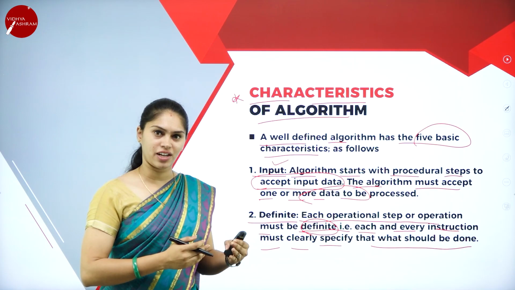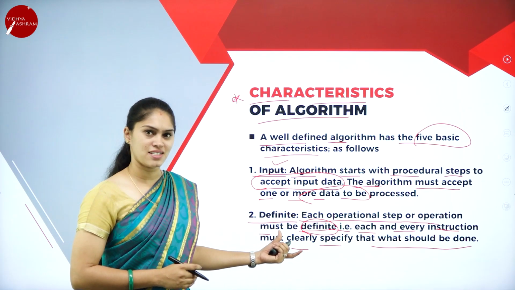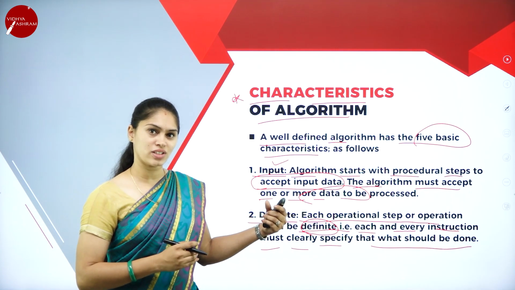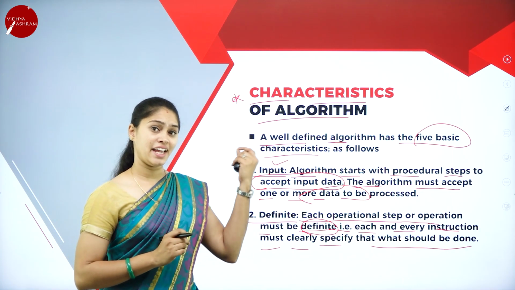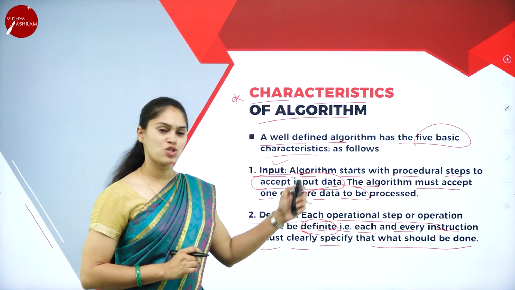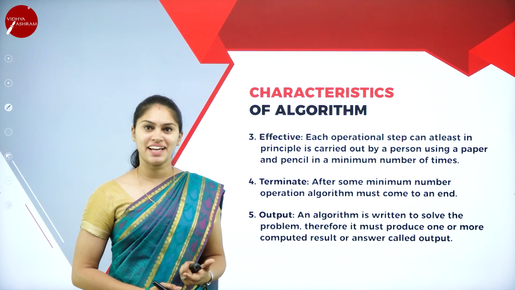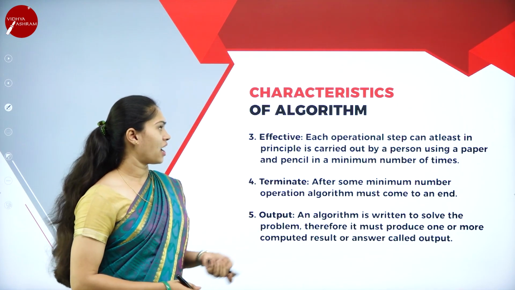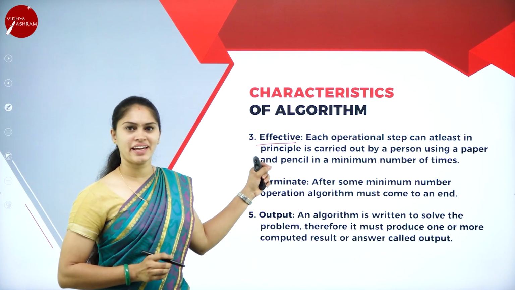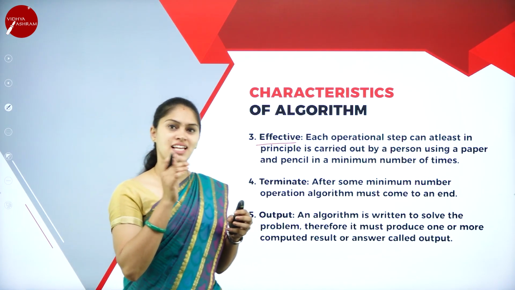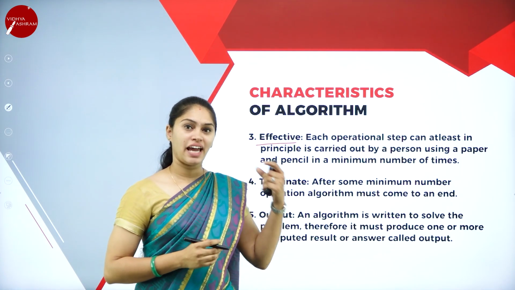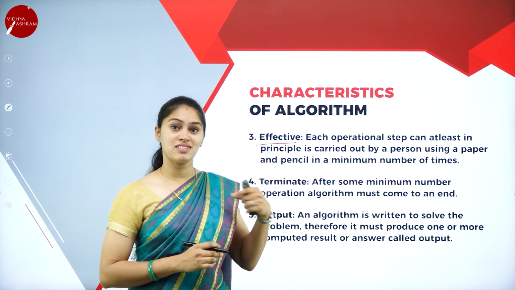It should be definite. That is the second characteristic. The algorithm should be definite. The stages of an algorithm must be definite, and each line of code must clearly specify what should be done. What is the next characteristic that we have in an algorithm? That is effective. As the name indicates, effective in the sense each line of an algorithm should lead to or must include effective answers or a desired output.